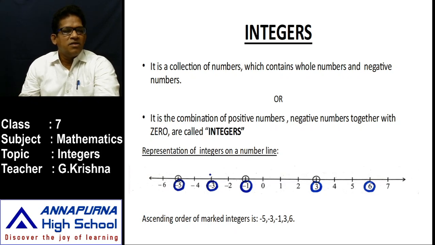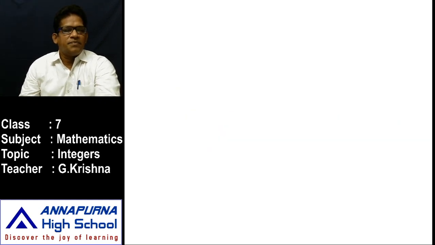In 6th class you learned about the comparison of integers on a number line. On a number line, when you compare two integers, the greater integer always lies to the right of the smaller one. So based on that, here what is the integer which is on the leftmost? -5. Therefore we can take -5 as the smallest integer. That's why we wrote the numbers as -5, -3, -1, 3, 6. That's it.